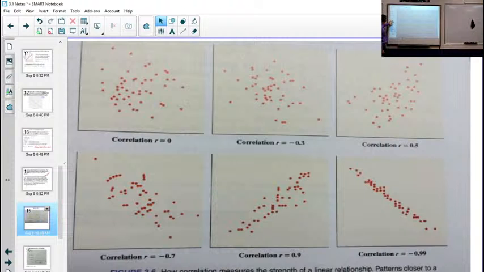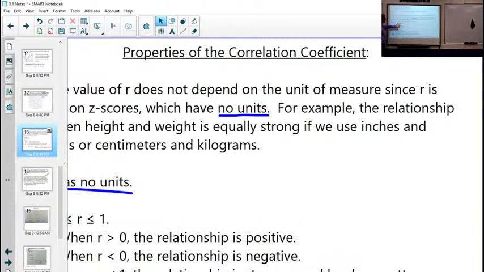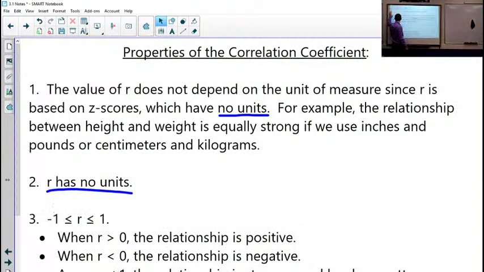That's the idea. One more thing about R.